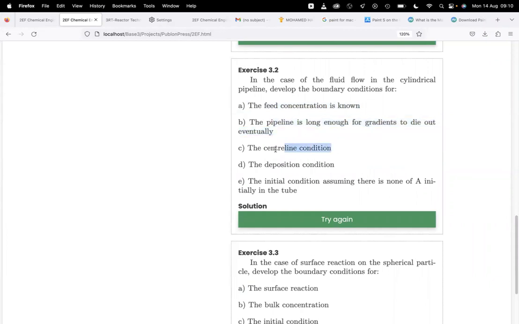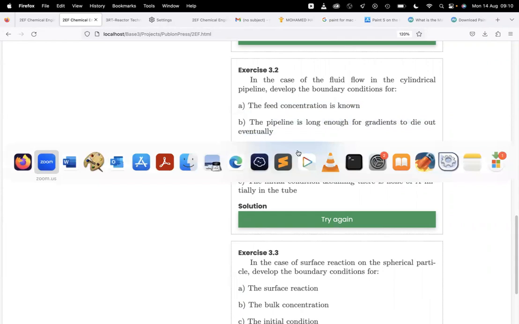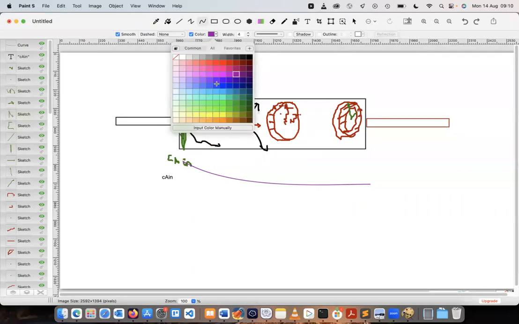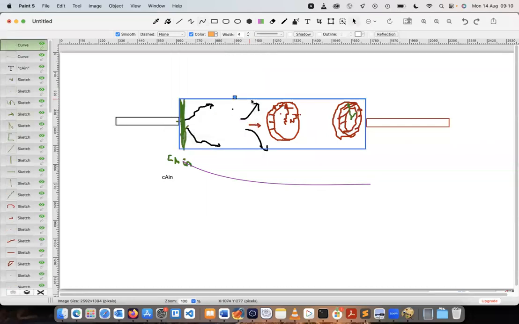And then the center line condition. What this should say is the symmetry at the center. So if we think about our pipeline, if we think about the radial gradients, let's try and draw that again. Let's imagine the radial gradient through that space. Let's just draw it like this.